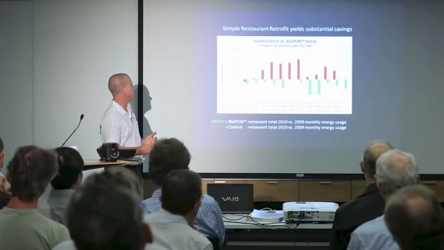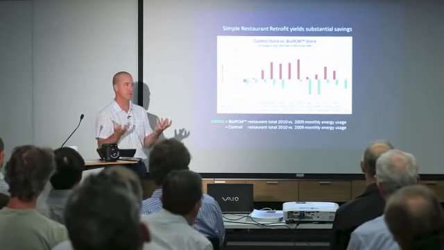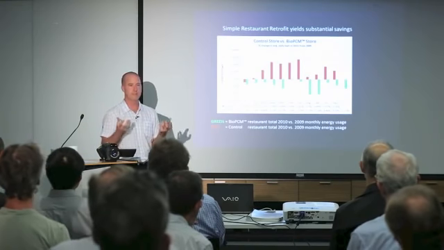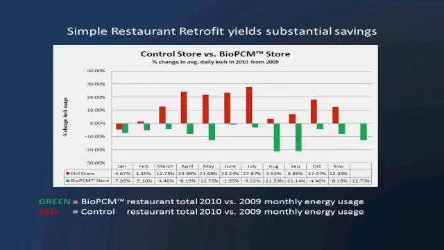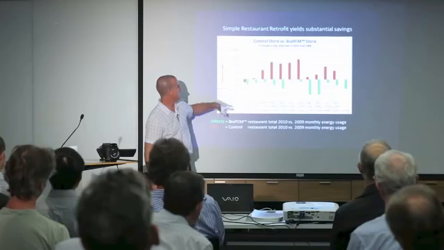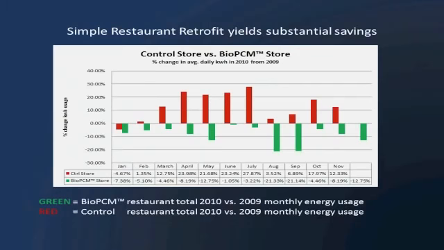Here's a control situation where they had 2 takeaway restaurants in the same town, experiencing the same weather, built the same way, facing the same direction, with the same number of people per day. So it's a great way to test phase change material. You can see here the BioPCM store here used far less energy because it was able to use the phase change material to help the air conditioner work better.